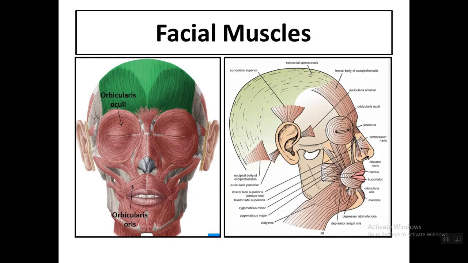If we remove the skin we will find the facial muscles that are in the loose connective tissue. These are the facial muscles. Of course we have two groups of muscles: a group that we call the facial muscles, and a group called the muscles of mastication. Here we are concerned just with the facial muscles.